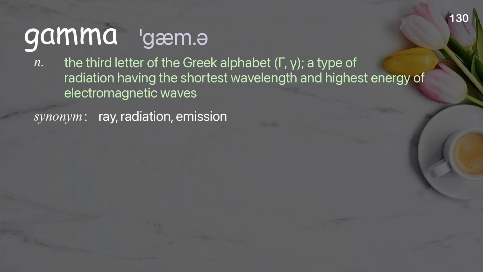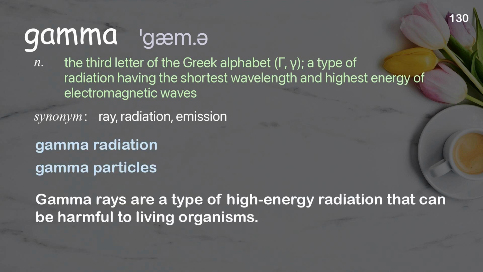Gamma. The third letter of the Greek alphabet, gamma, a type of radiation having the shortest wavelength and highest energy of electromagnetic waves. Examples: gamma radiation, gamma particles. Gamma rays are a type of high-energy radiation that can be harmful to living organisms.